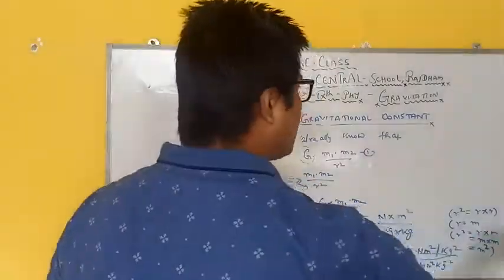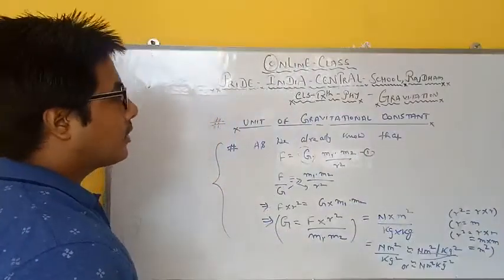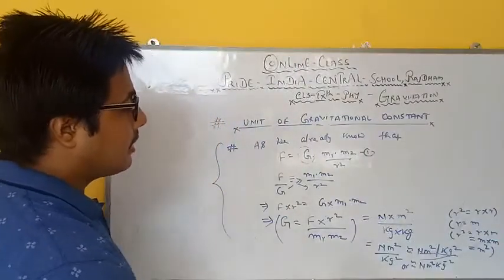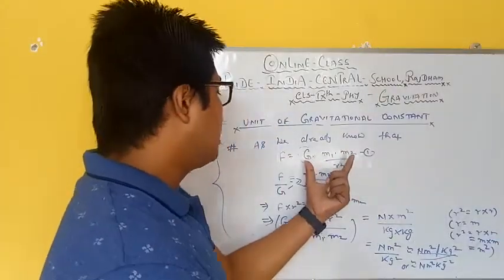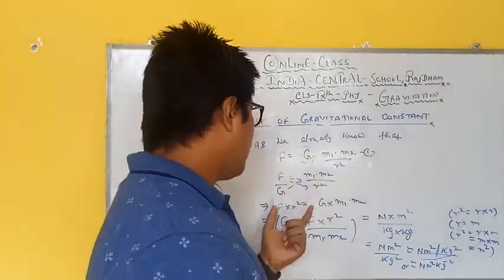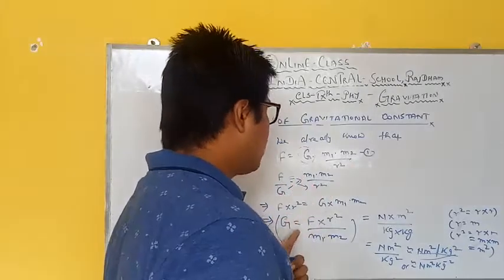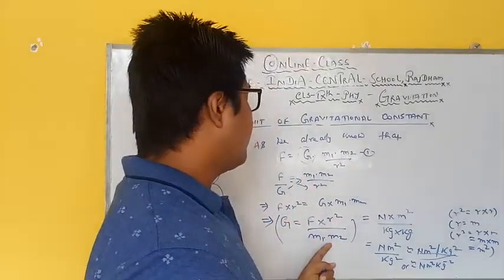Next we will move on to the value of gravitational constant G. This is very much clear. I think there should not be any problem. F is equal to this much, so F by G is this. We cross multiply, so G becomes F into r square divided by m1 into m2.